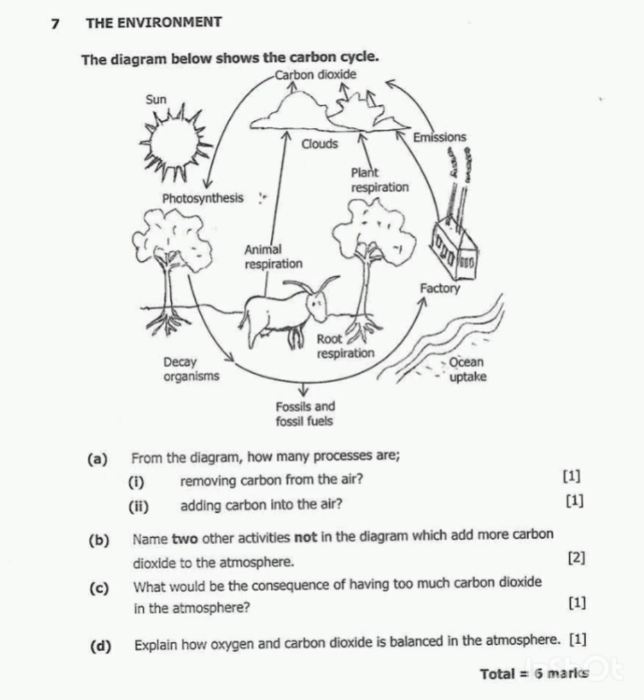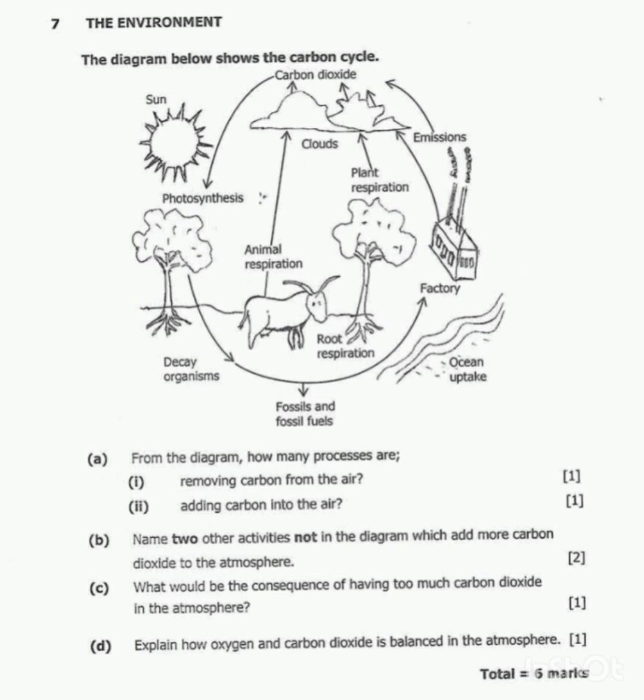the number of processes. In Roman numeral 1, they want us to identify those which are removing carbon from the atmosphere. So those which are removing carbon dioxide from the atmosphere, we're talking about those which are absorbing carbon from the atmosphere. And in this case, we realize the only process which is absorbing carbon from the atmosphere is photosynthesis. So the answer is 1. Since they're saying how many processes, they want us to state the number. So how many are removing carbon from the air? The answer is 1.